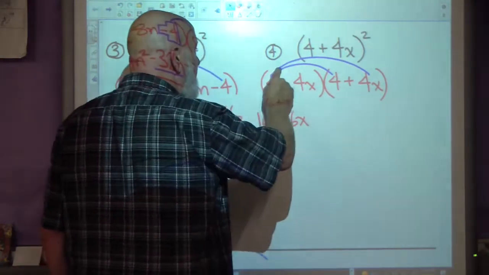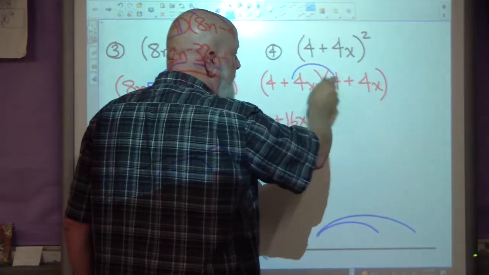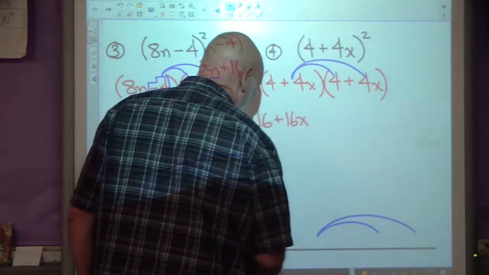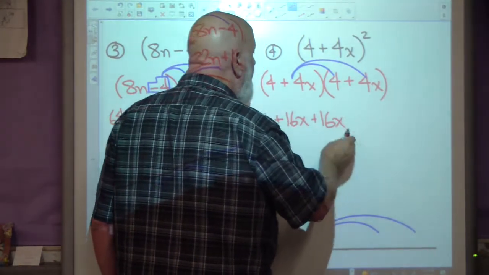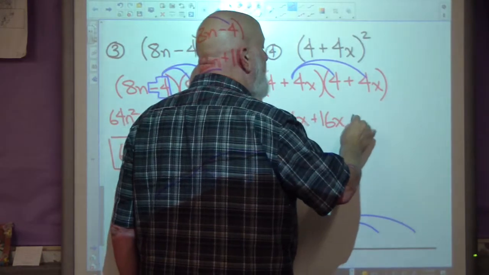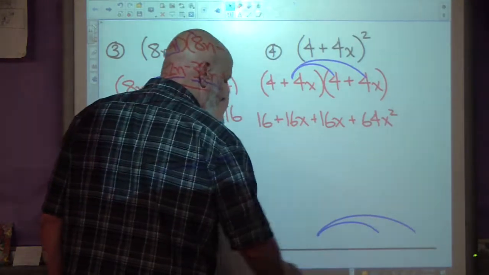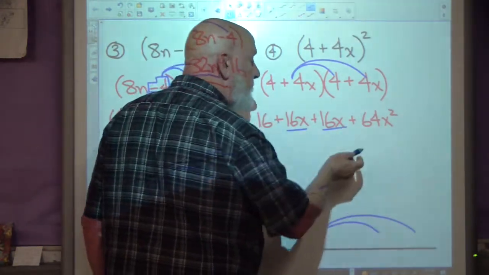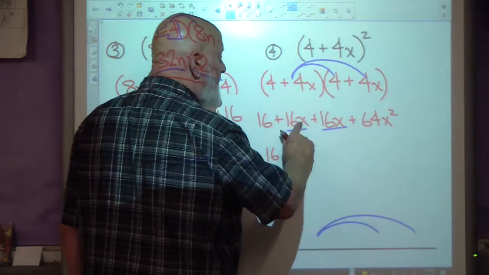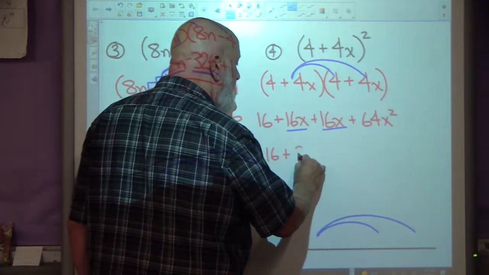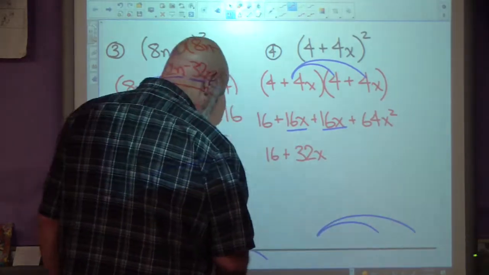Done with those two. Now I'll take this one and distribute it. It's positive, and both of these are positive, so everything's going to be positive in this one. 4x times 4 is plus another 16x. And 4x times 4x is positive 64x squared. Okay. When we go to combine our like terms, we're looking at these two. Those are the only like terms. So we'll wind up with 16 plus 16x plus 16x is 32x. They're the same sign, so I added them together and kept the sign. And plus 64x squared.